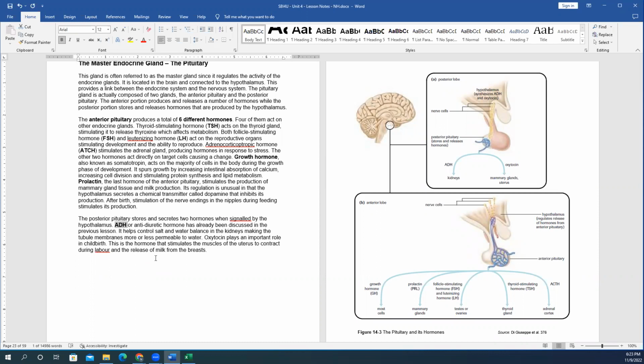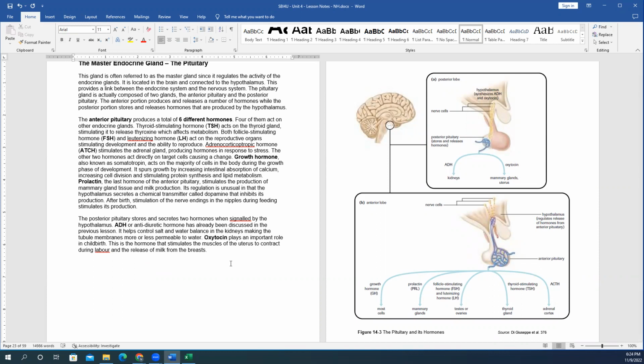It affects the tubule membranes to make them more or less permeable to water, if you remember. The second hormone that is produced by the posterior pituitary here is oxytocin. Oxytocin is the second hormone. And oxytocin has an important role in childbirth.